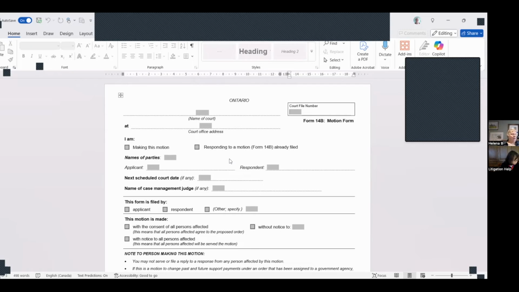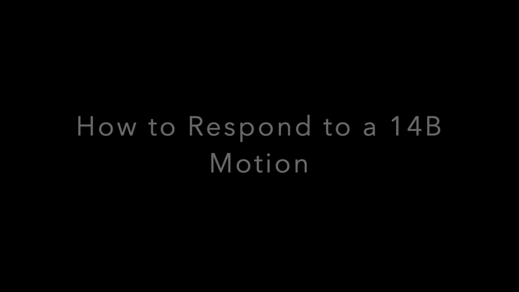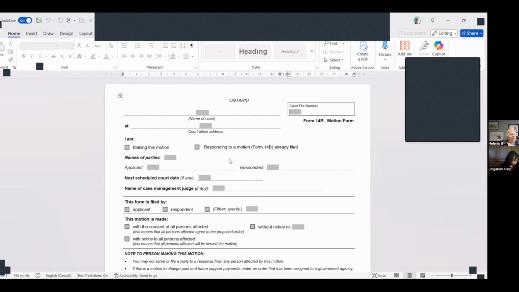Right. So how do you respond to a 14B motion if you didn't provide a consent for the motion? You've been served with the Form 14B and you want to respond. Once you get served with that motion material, the Form 14B motion form and the affidavit and the draft order, whatever else is attached to it, you have to serve and file a response within 4 days. Again, it's a really, really short turnaround time.